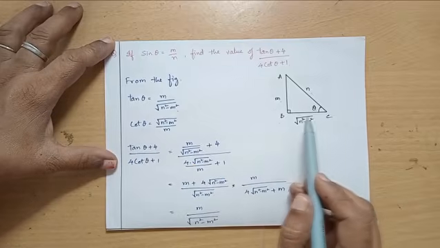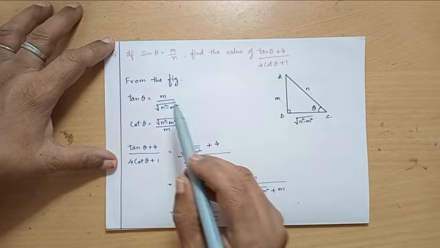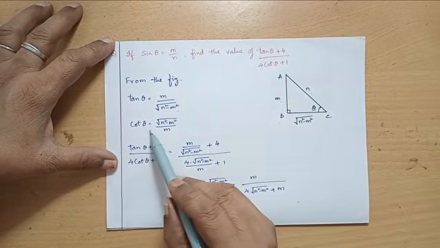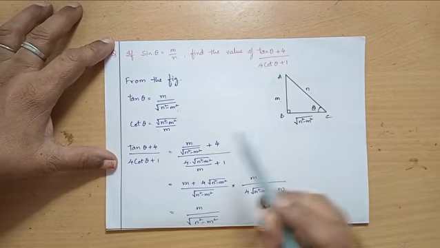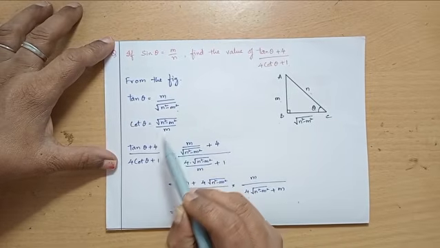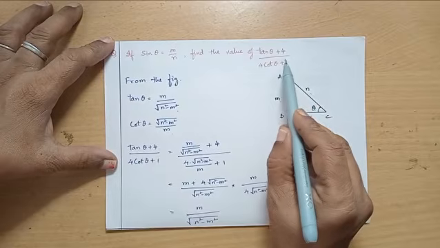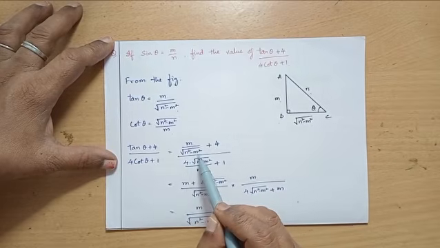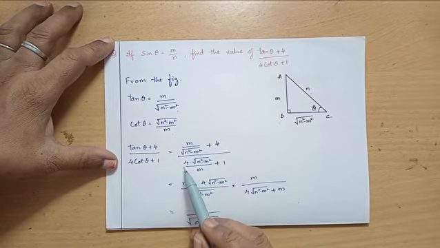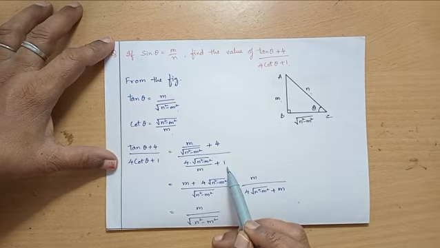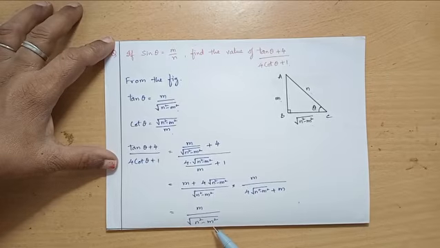Hence, tan theta from this figure, opposite side by adjacent side, is m by square root of n square minus m square. Cot theta is adjacent side by opposite side, which is square root of n square minus m square whole divided by m. Now (tan theta plus 4) whole divided by (4 cot theta plus 1) is m by square root of n square minus m square plus 4, whole divided by 4 into square root of n square minus m square by m plus 1. When we simplify it, we get m by square root of n square minus m square.